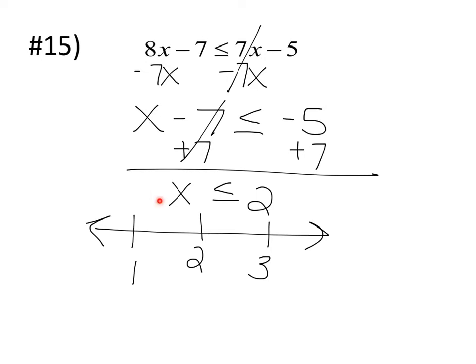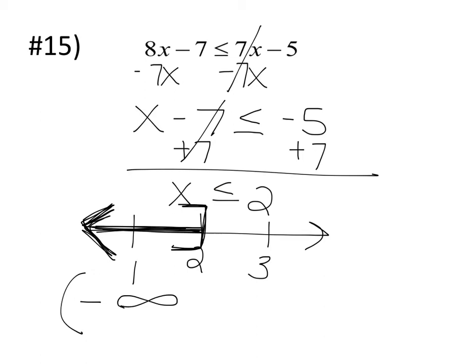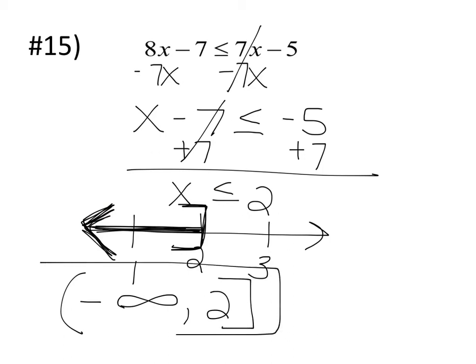Because my variable is first, I can go ahead and draw as if this were an arrow. I'm going to shade the direction of the arrow. So it's a bracket because it's less than or equal to. And I'm going to shade the direction of the arrow, which would be this way. So I have -infinity because it starts forever going this way. And then it goes to 2 and it stops. It's a bracket on the graph, so it's a bracket in your interval notation.